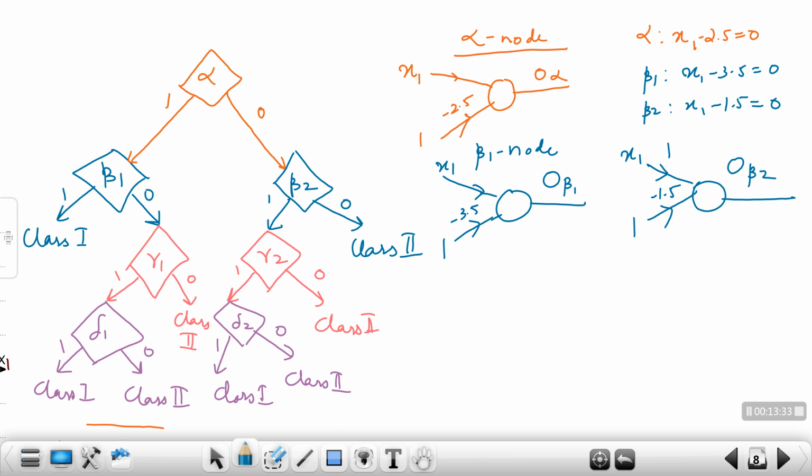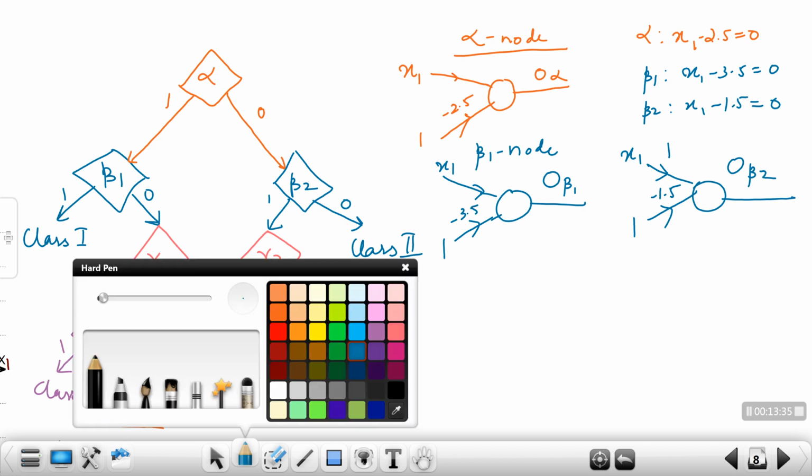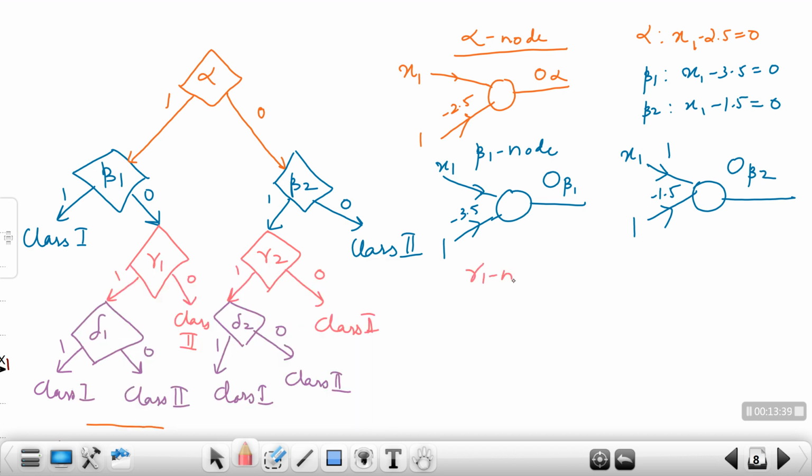So similarly now I can go in for the gamma 1 and gamma 2 nodes. For gamma 1 and gamma 2, the same equation applies to both. So gamma 1 and gamma 2 equations are the same, that is minus x2 plus 2.5 is equal to 0.